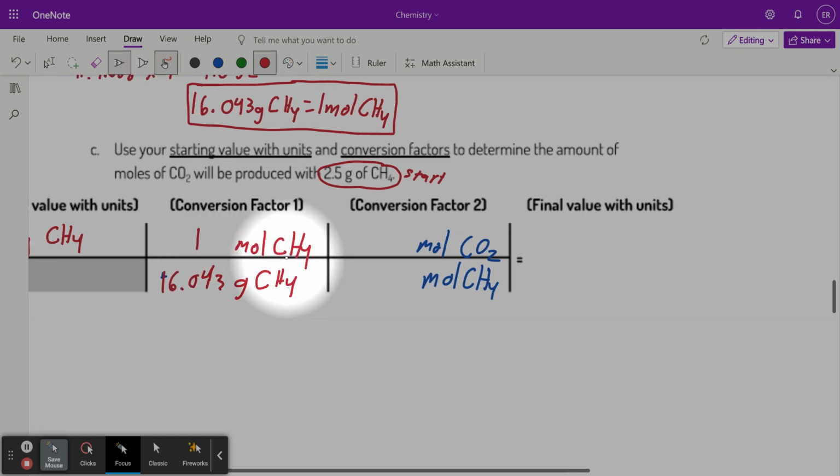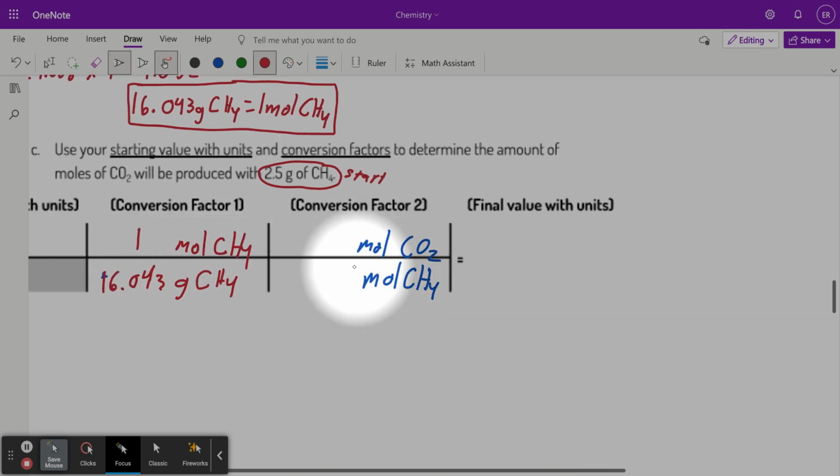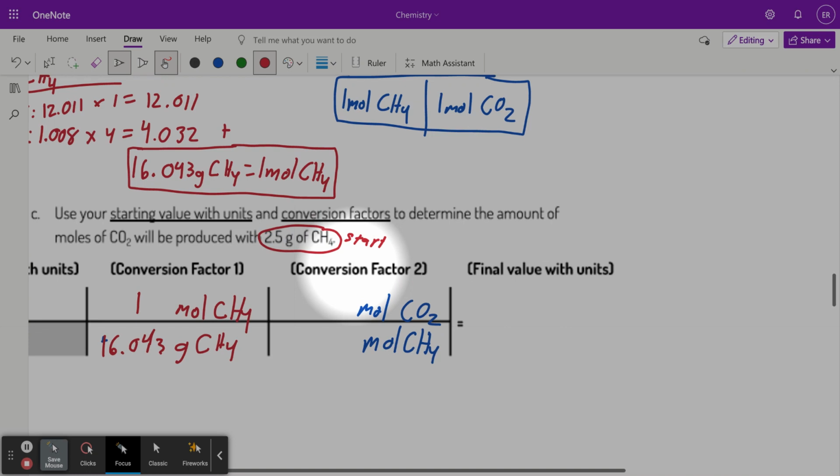Okay, so now our molar ratio. So let's look back. How many moles of CH4? And again, moles of CH4 has to go on the bottom because we want to cancel out the units. Moles of CH4, moles of CH4, we want to cancel them out. So how many moles of CH4? We have 1 mole of CH4. So let's go ahead and put 1. Let's change the color. We have 1. And then moles of CO2, how many moles of CO2? We have 1.